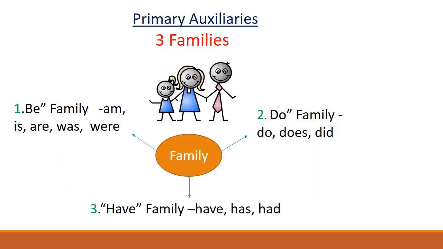Auxiliary verbs can be again classified into two types. The first set is primary auxiliaries and the second type is modal auxiliaries. In primary auxiliaries, there are three families. The first one is the be family: am, is, are, was, were belong to the be family. Do, does, did belong to the do family. Have, has, had belong to the have family.